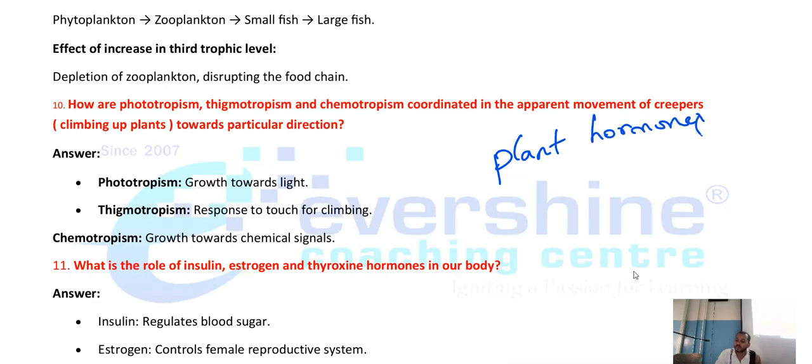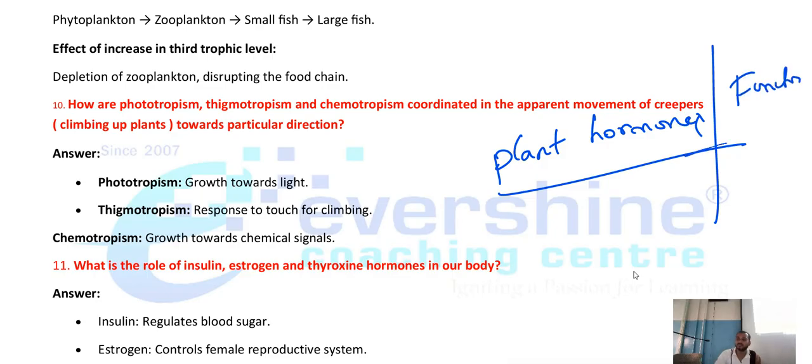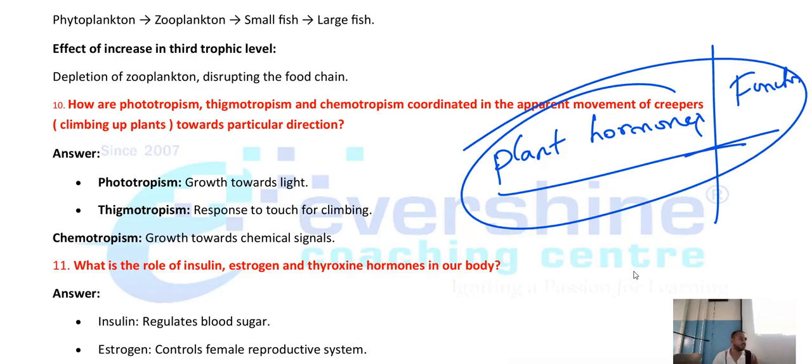Make a separate table today itself of plant hormones and write their functions. Prepare a chart for this. Write the names of the hormones of the plant and write their functions.